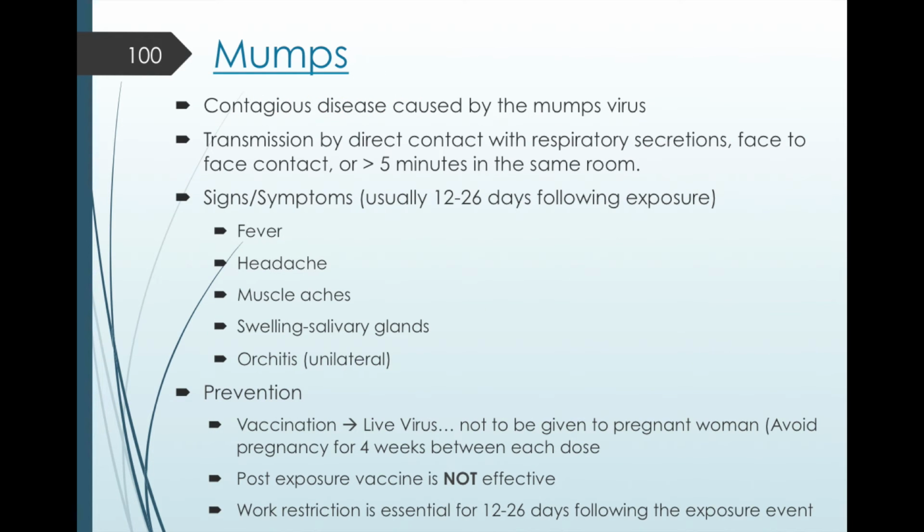Mumps is another outbreak that we saw in 2014. This is a contagious disease caused by the mumps virus. Transmission is by direct contact with respiratory secretions, face-to-face contact, or greater than 5 minutes in the same room as an infected person. Signs and symptoms usually show up 12 to 26 days following the exposure and include fever, headache, muscle aches, swelling salivary glands, and orchitis.